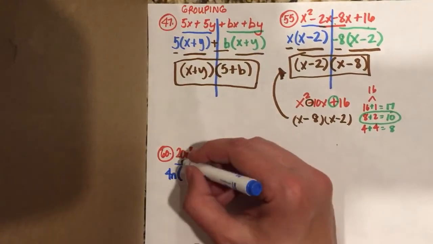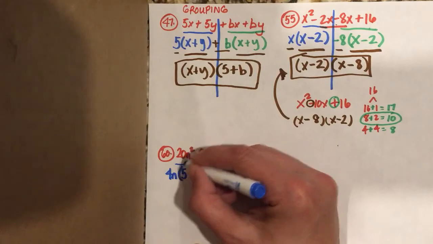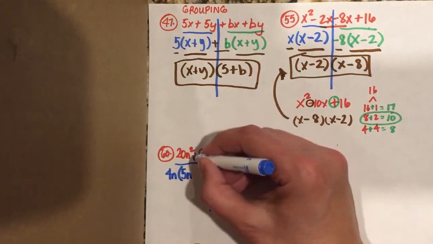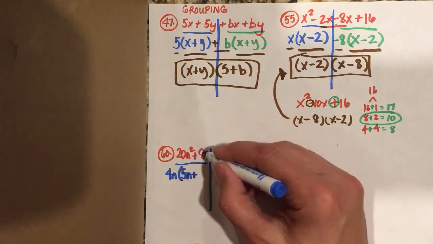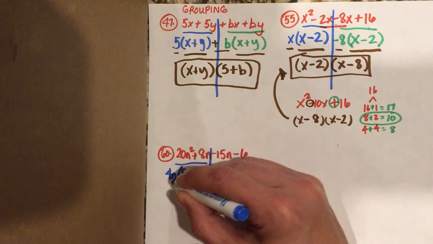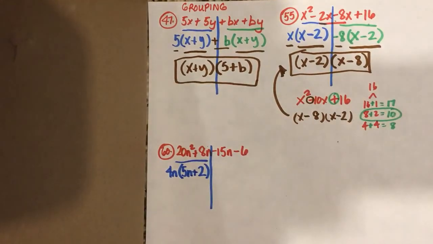So now 20 divided by 4 leaves me with 5. And n squared divided by n leaves me with n. Plus 8n, 8 divided by 4 is 2. And then I had 1n and 1n, it's divided out, so that's it. 4n times 5n plus 2.